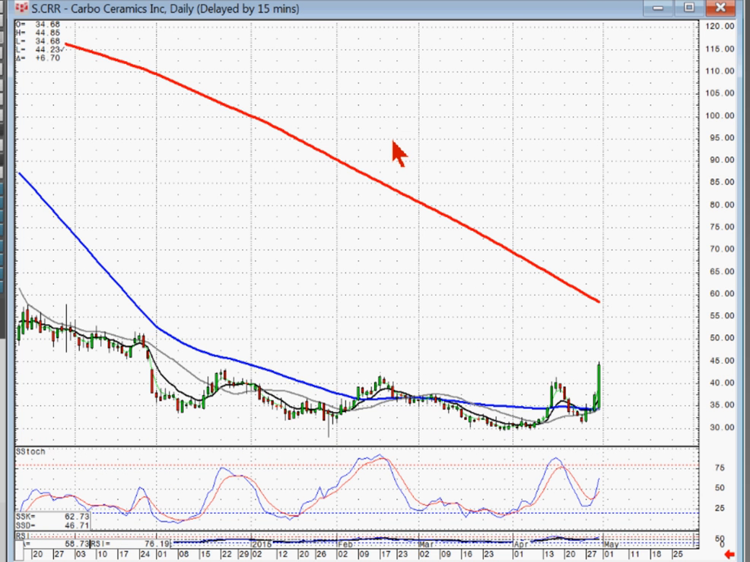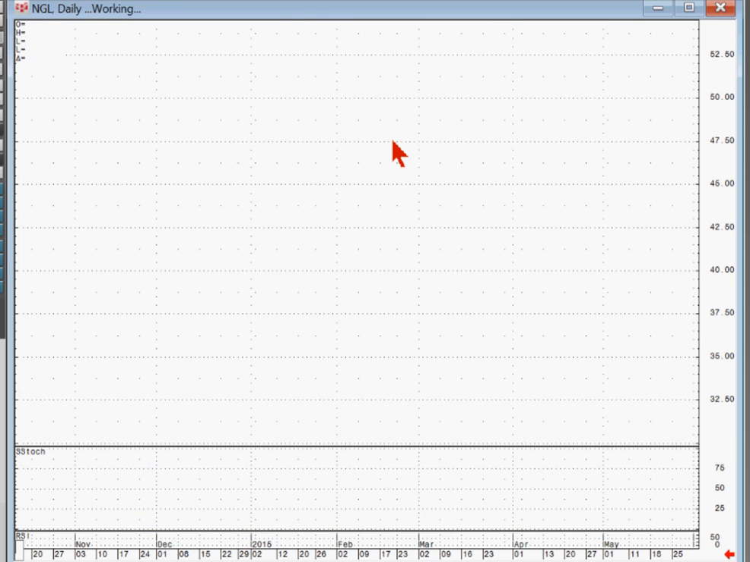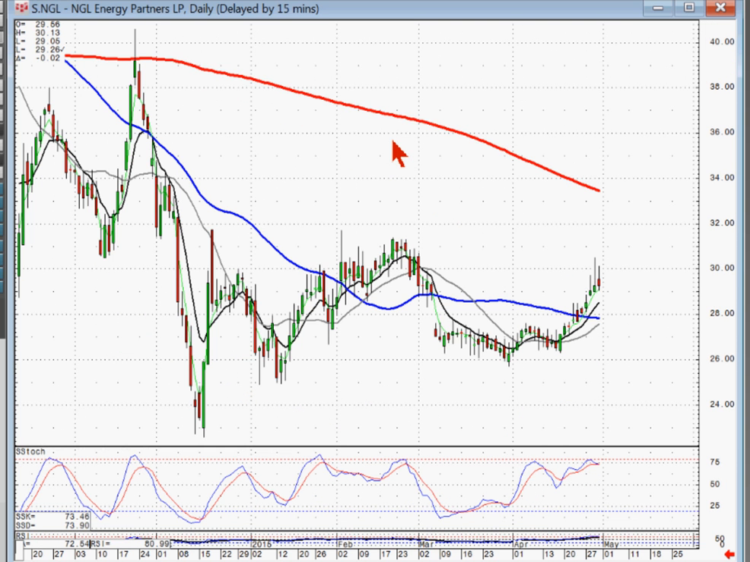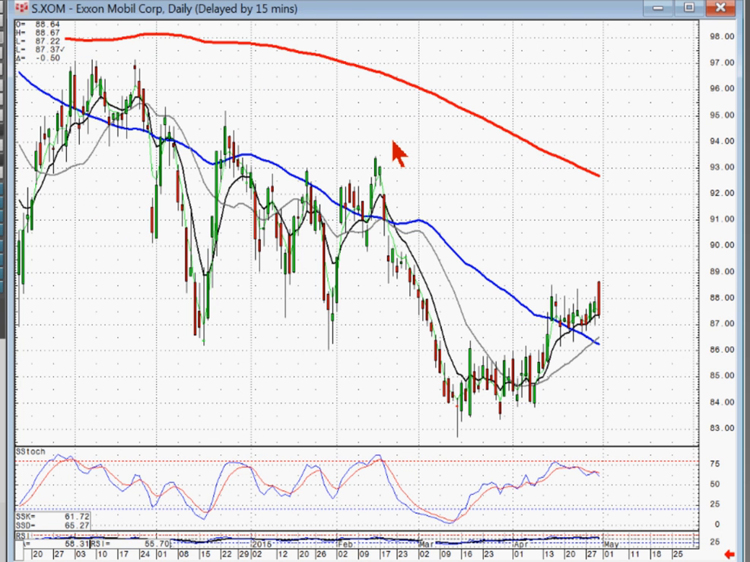CRR, stay long on this one. Expect the 200-day moving average as your target. And Nagel, another energy. You buy this one on positive trading. The 200-day moving average being the next target. ExxonMobil, you can stay long. It's not a very active trader, but you can stay long.